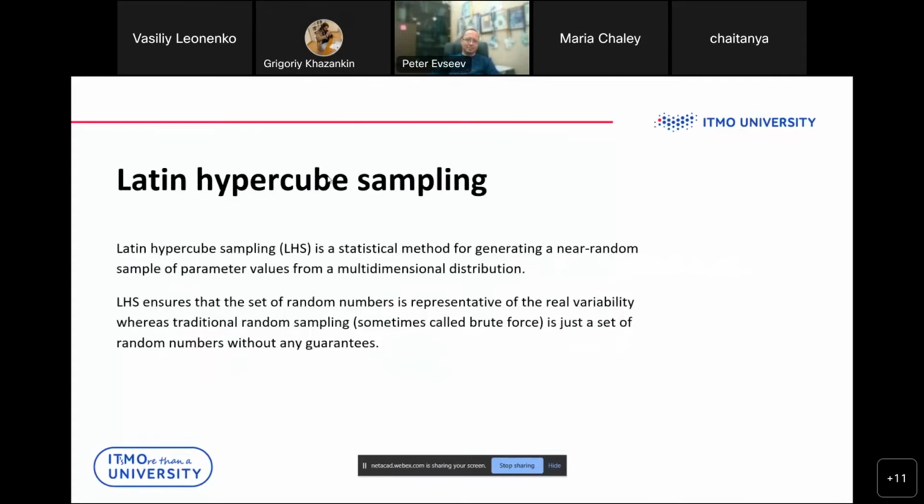And we also use Latin hypercube sampling. This is a method to generate near-random samples in a multidimensional distribution. It ensures that the random numbers are representative of real variabilities, whereas traditional sampling methods are similar to brute force methods.